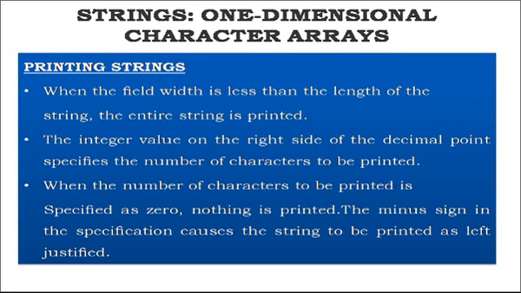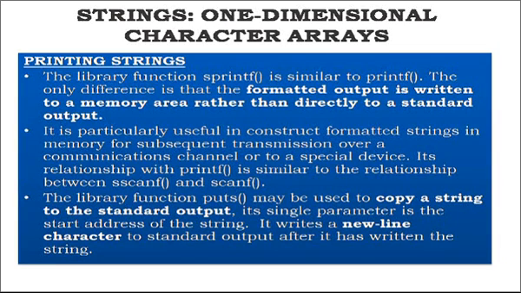When the field width is less than the length of the string, the entire string is printed. The integer value on the right hand side of the decimal point specifies the number of characters to be printed. When the number of characters to be printed is specified as 0, nothing is printed. The minus sign in the specification causes the string to be printed left justified.